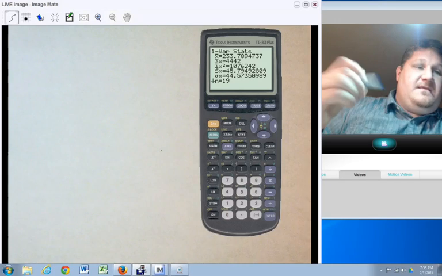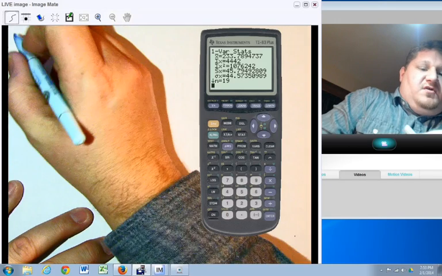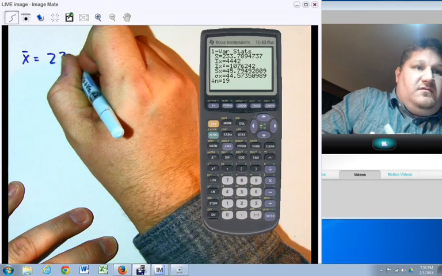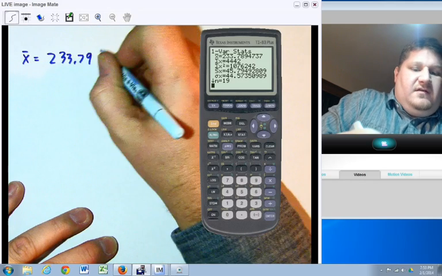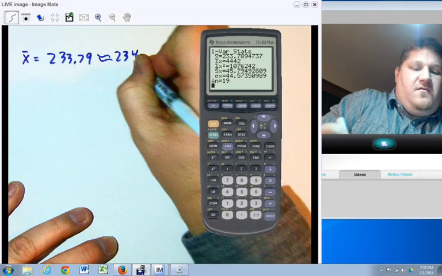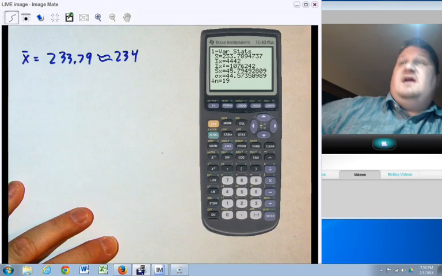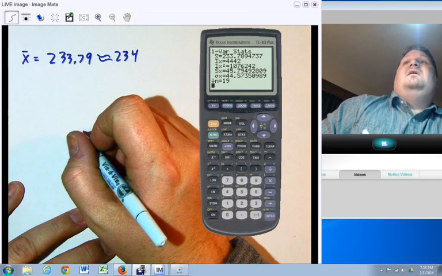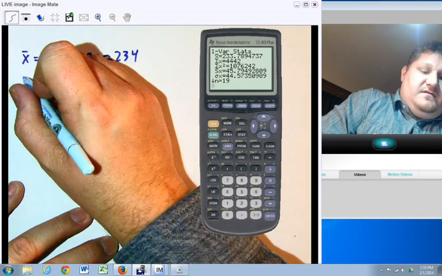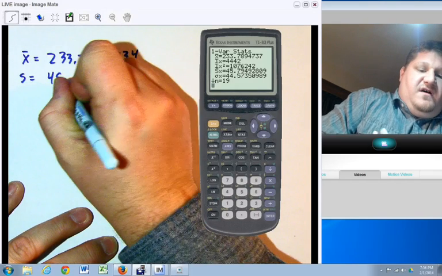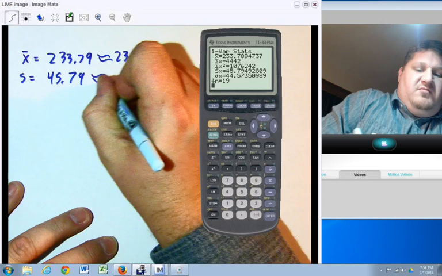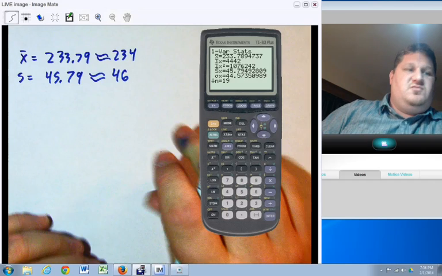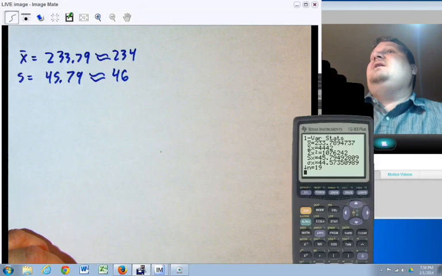Now, out of all of those football players, I have an average of 233.79, which will approximate to 234. I have a standard deviation of 45.79, which we're going to approximate to 46. Now, using that information, we're going to make an empirical rule chart.